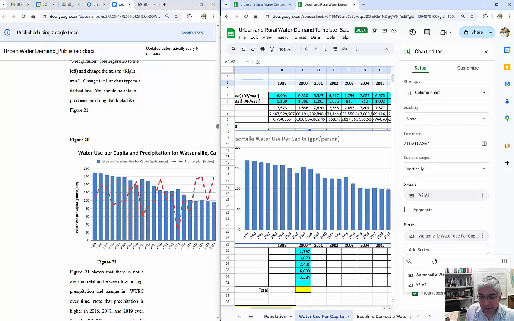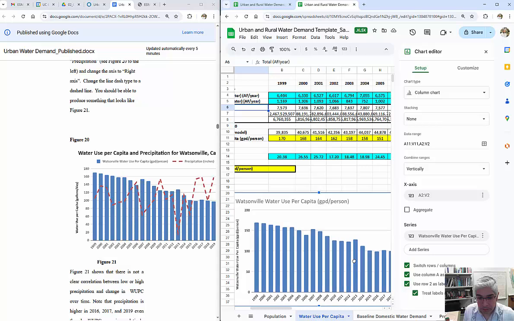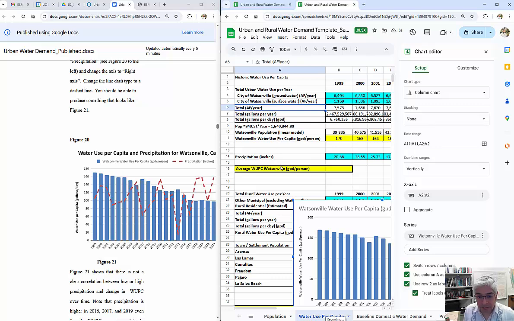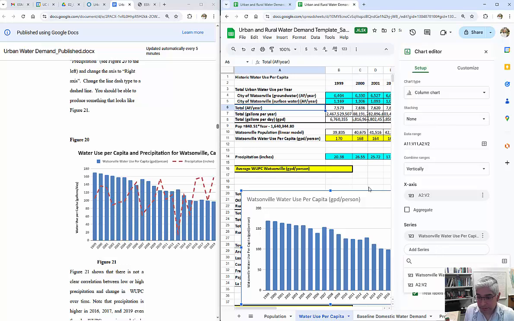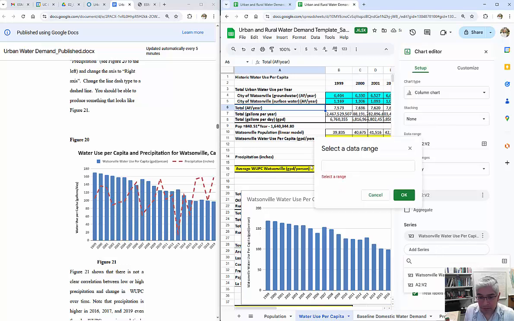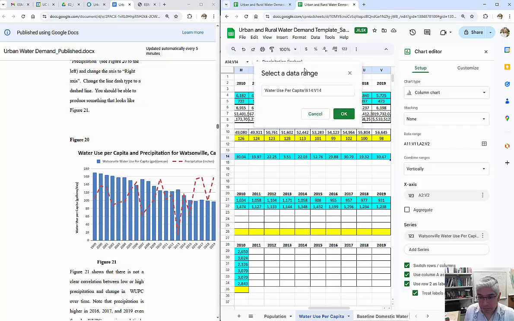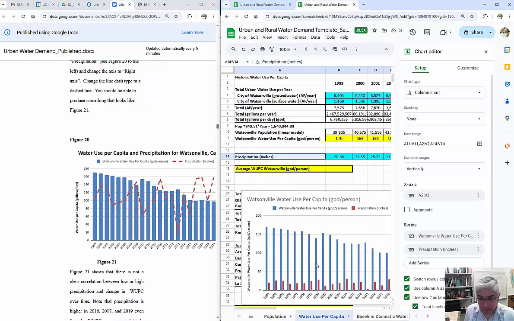And I'm going to add another series. Oh, I see. Here I need to add precipitation, but it was just right behind it, so I was not able to add it. So I need to add this precipitation. In here, add series, this kind of window, and here I need to select this range until here. Okay. And now we have it in here.